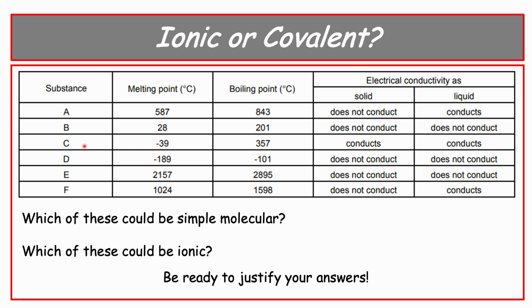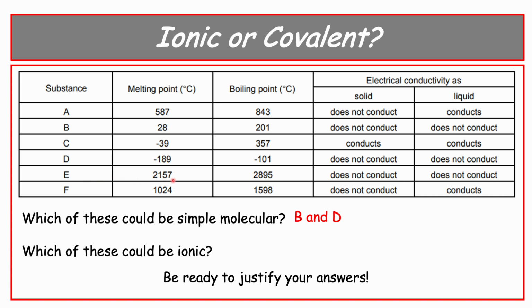C is clearly a type of bond that we mightn't have looked at yet, because it conducts both when solid and when liquid. So it's not ionic and it's not covalent. So we haven't looked at C yet. D has a very low melting and boiling point and never conducts. So D could be simple molecular also. So the answer for covalent would be B and D for this question.